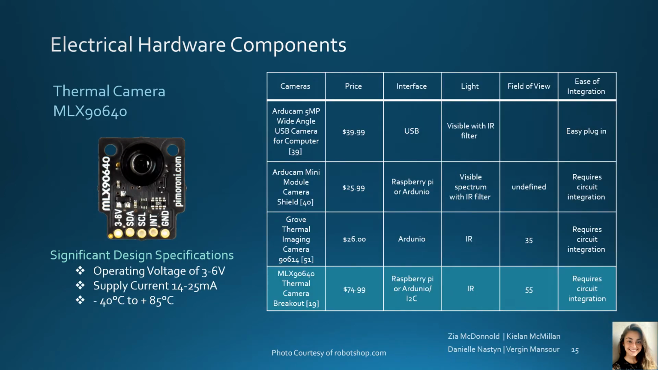Next, we have the thermal camera. This will be used to monitor the temperature of the water sample as it travels through the siphon. We chose the MLX 9640 because of its large field of view and easy integration. While this component is on the more expensive side, we lean towards it because we have previous experience on the team working with it.